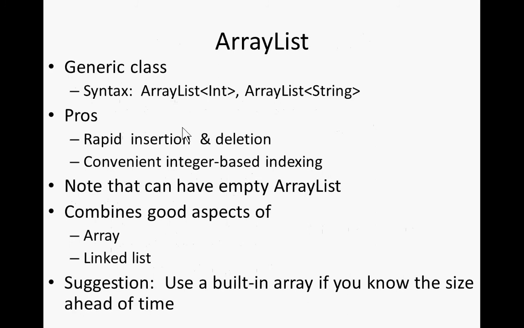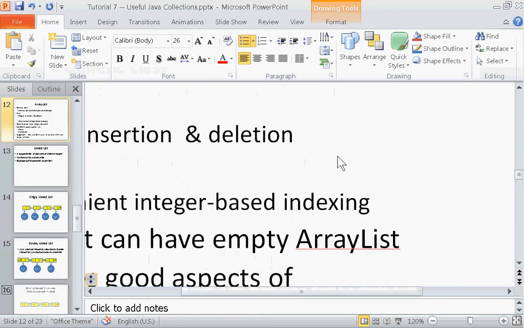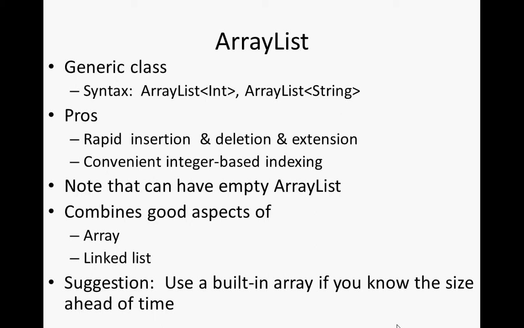Anyway, it has some pros. You have rapid insertion and deletion, you have integer-based indexing, just like arrays. And the other thing is you can have easy extension. So this would say insertion, deletion, and extension, okay? An ArrayList has lots of nice features for that. Once again, you can have an empty ArrayList just as you can have an empty array. But the nice feature is it allows you to add elements over time, and it automatically extends.